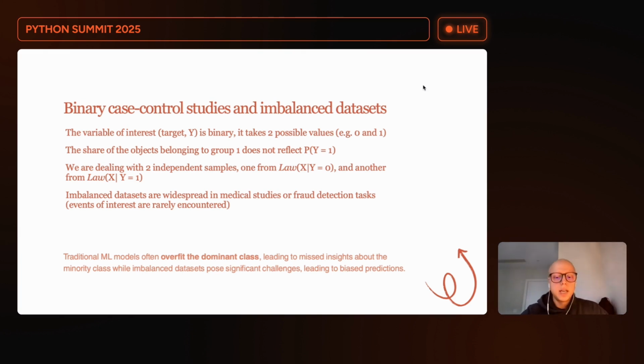Because that's actually where screening methods are the only ones that really work well in a statistically grounded way. So binary case control studies and imbalanced data sets, it's when basically the share of objects that belong to one of the two groups that we have does not really represent the probability of the objects belonging to the corresponding group. So what does that mean?